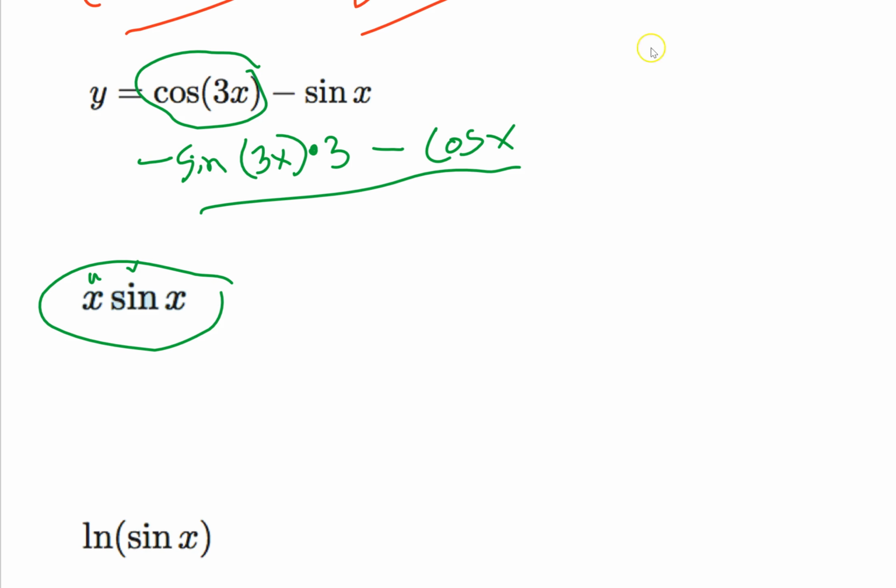Very different than if I give you 3 sine x, because that's a constant, right? We don't have to worry about the product rule there. It's 3 times whatever the derivative of sine is, which would be cosine. Over here, product rule. 2 functions, product rule.